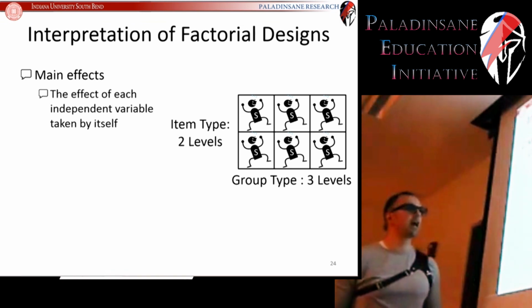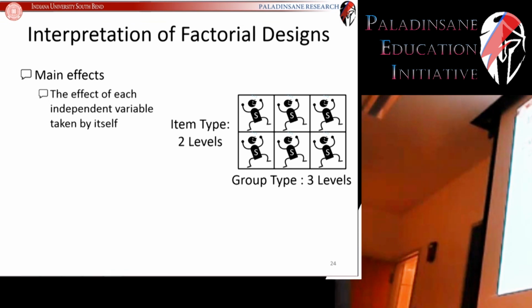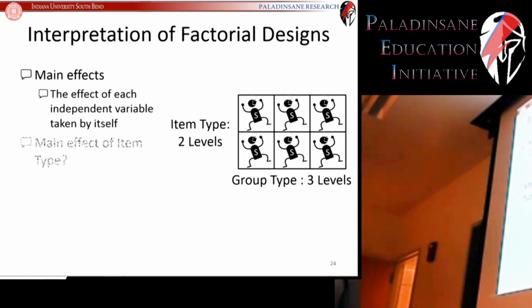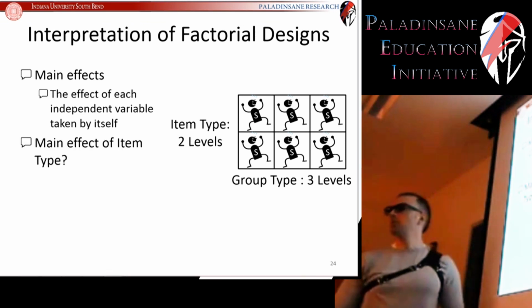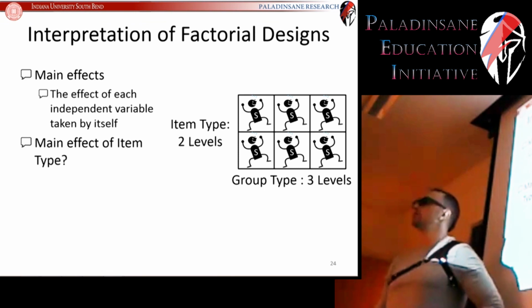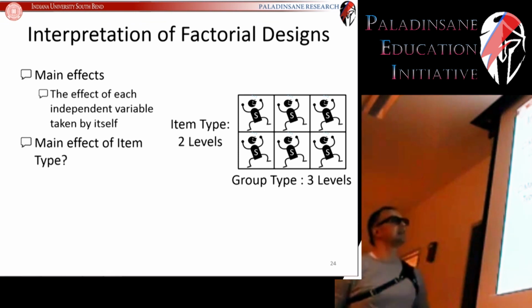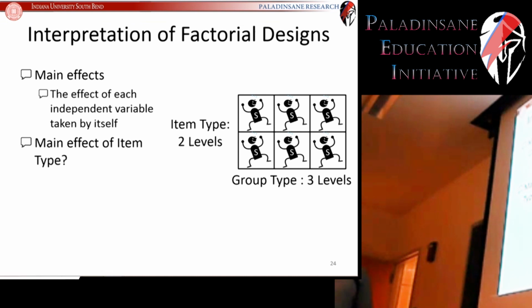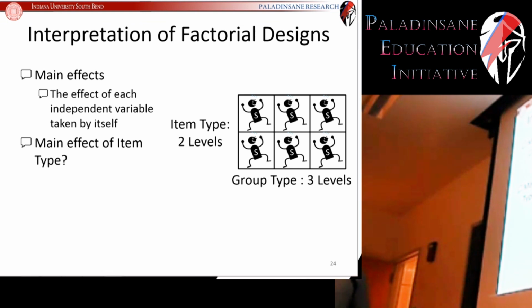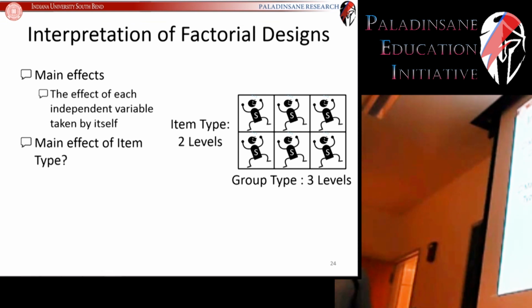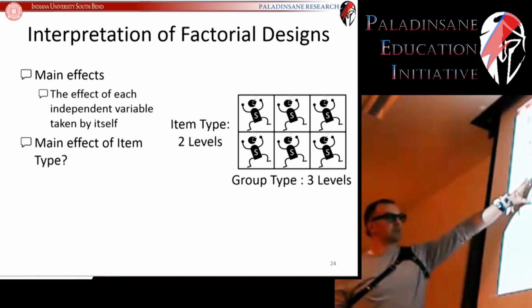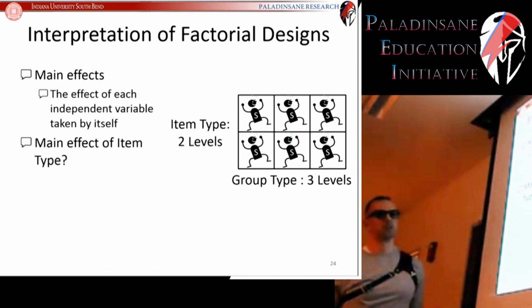And if we were to ask in this configuration here, what is the main effect of item type? You remember when we were writing up the results section, we would say, is there evidence of a main effect of item type? Is there evidence that item type on its own affects our memory? Is there evidence that we are better or worse at recalling true memories versus false memories? That's what the main effect of item type means.